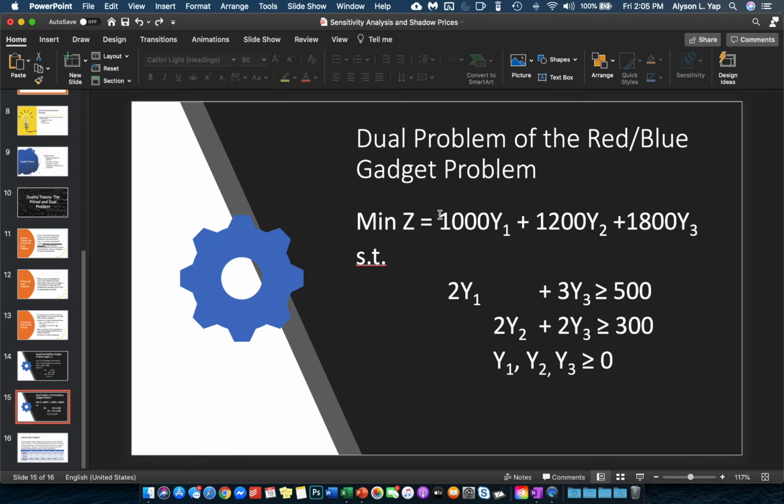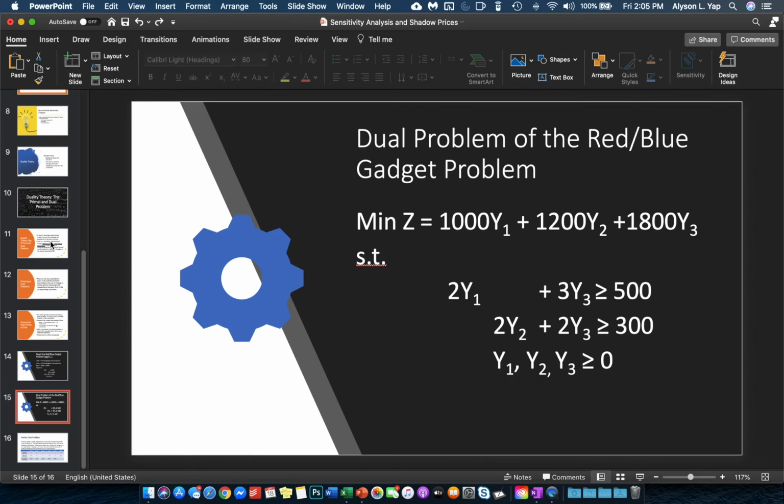Okay, so as you can see, you have 1000, 1,2, 1,8, you have 2, 0, 3 for the coefficients of the first constraint, and then you have a right hand side of 500, and then you have the coefficients 0, 2, 2, and the right hand side of 300 for the second constraint.